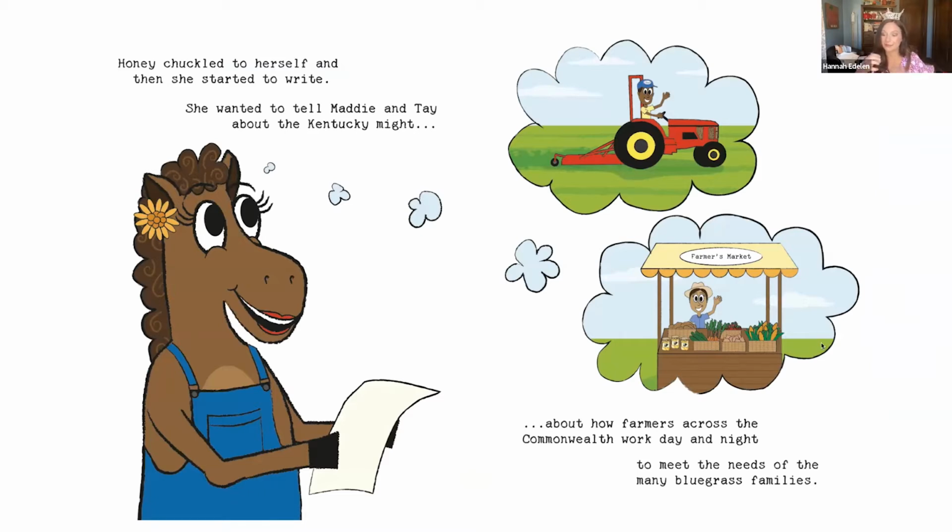So we see that the plot of our story is developing. We have our characters that are introduced. And now we have this action that's taking place. These girls, they've written this letter and they kind of want to know, what's Kentucky Proud? So we see the story starting to take shape.